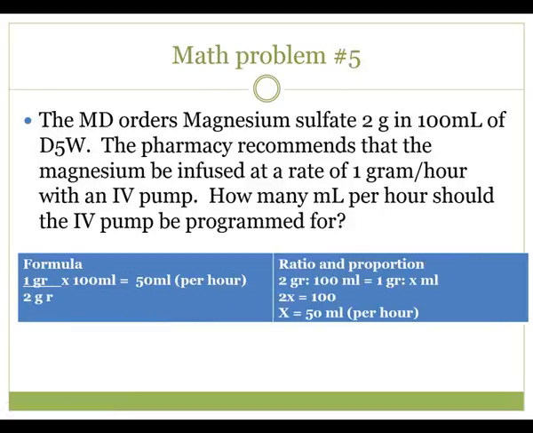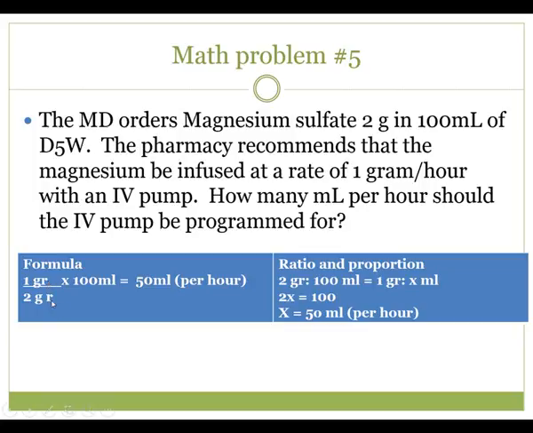MD orders magnesium sulfate, 2 grams in 100 mils of D5W. The pharmacy recommends that the magnesium be infused at a rate of 1 gram per hour with an IV pump. How many mils per hour should your IV pump be programmed for? So what we need to know is how many mils is 1 gram, because that's as much as we can give per hour. So 1 gram is our desired dose.